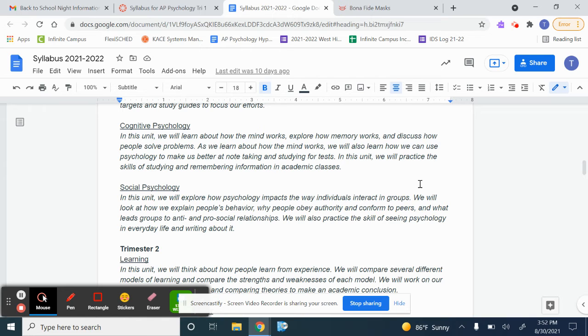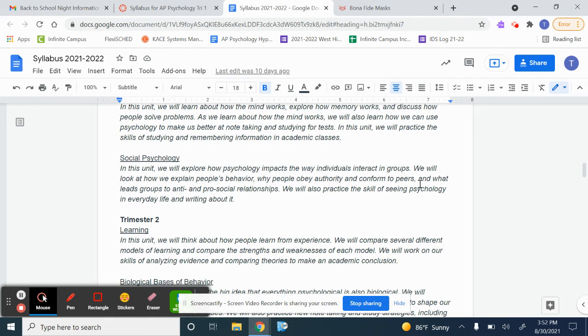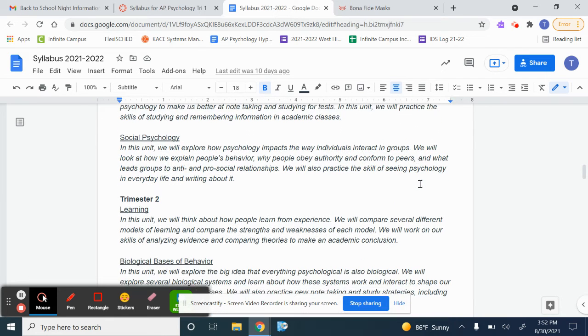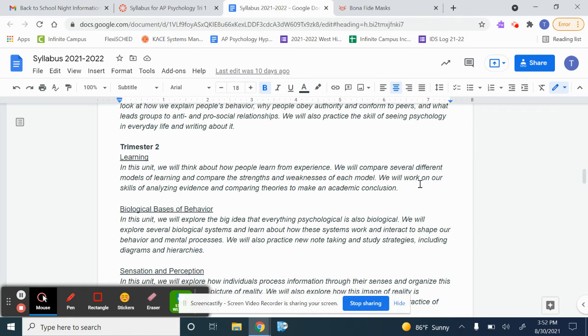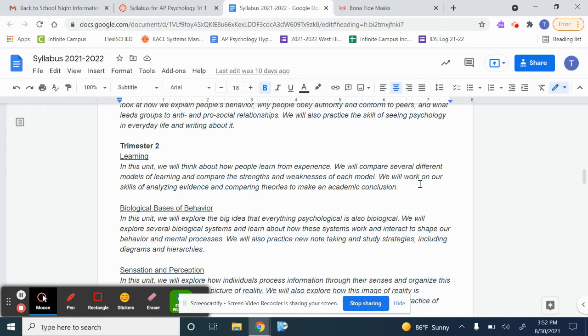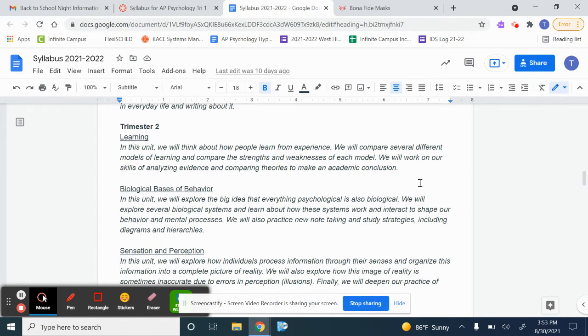So we begin with cognitive psychology, the study of thinking. Then we move into social psychology, the study of how people interact in groups. In our learning unit during trimester 2, we start to look a little bit at the behaviorists and the different ways that they created models of reinforcement and association. And then we look a little at newer learning theories in social observational learning, as well as some newer research in neuroscience on the basis of learning.